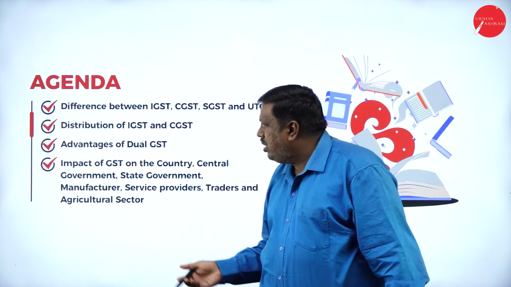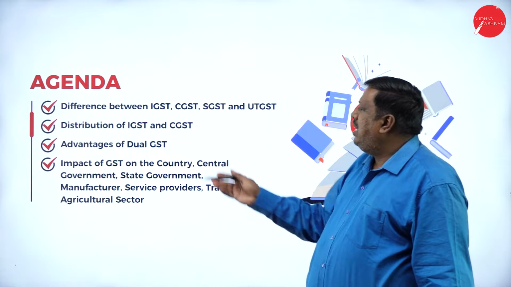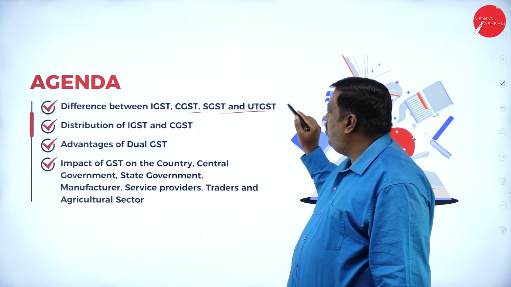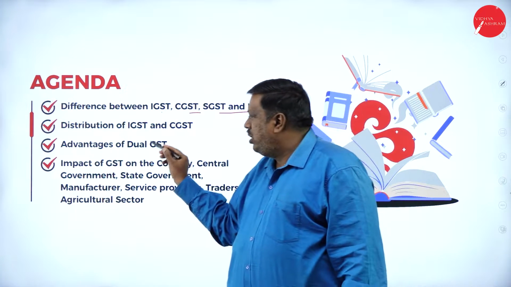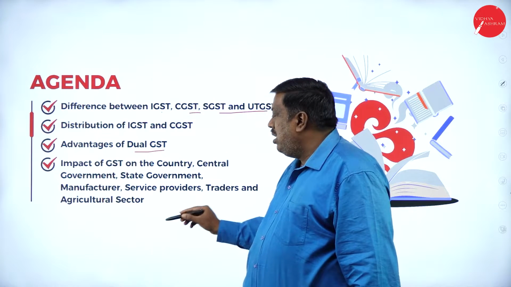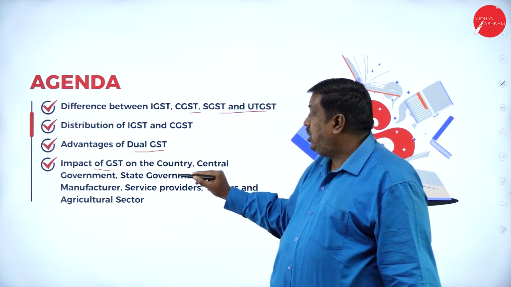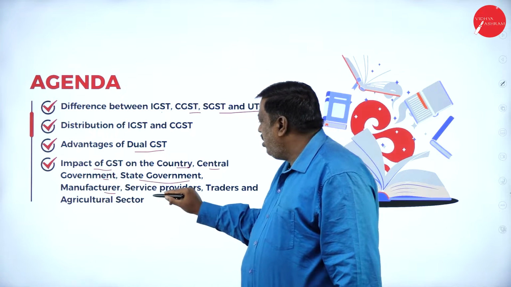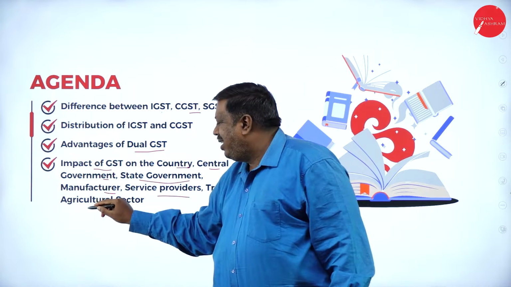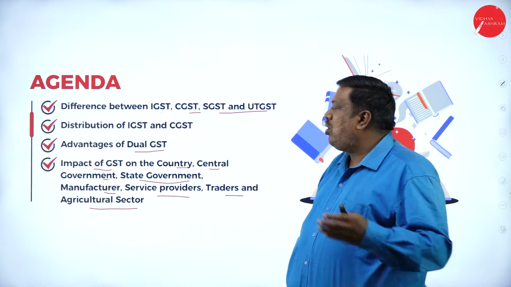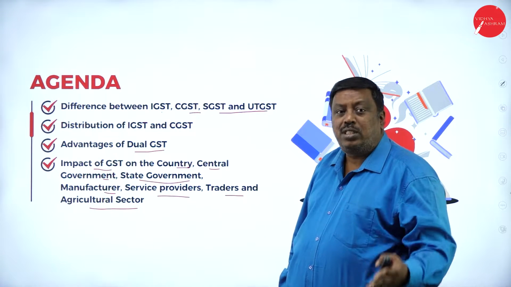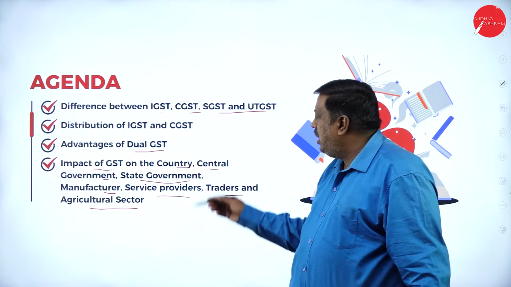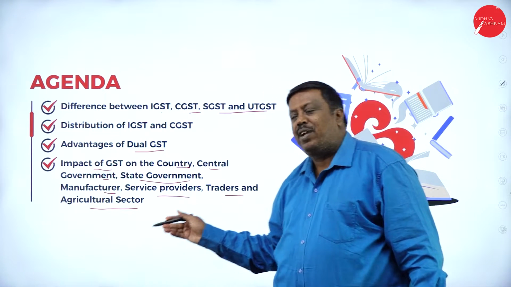In today's session, we are going to discuss the difference between IGST, CGST, SGST, and UTGST, and the distribution advantages of dual GST, and what is the impact of GST on the country, central government, state government, manufacturers, service providers, traders, and the agricultural sector. These concepts may be positive or negative, and we will look at what type of changes have taken place and what impact we have here.